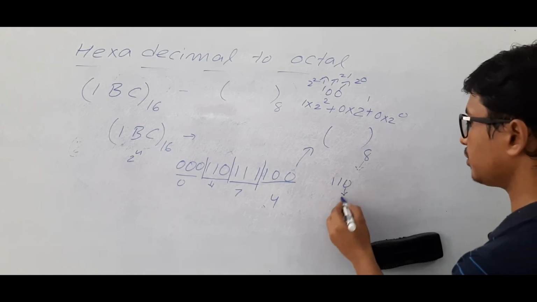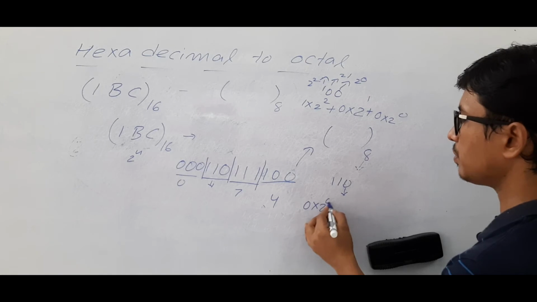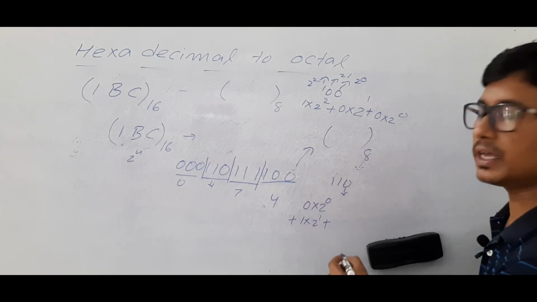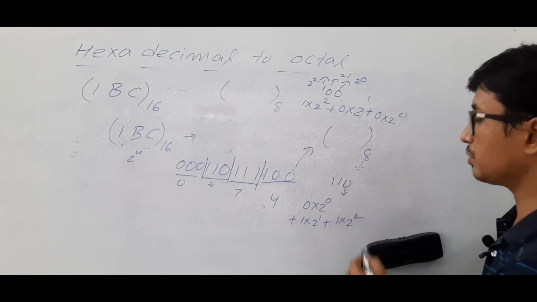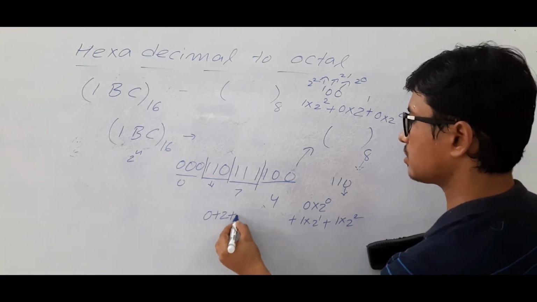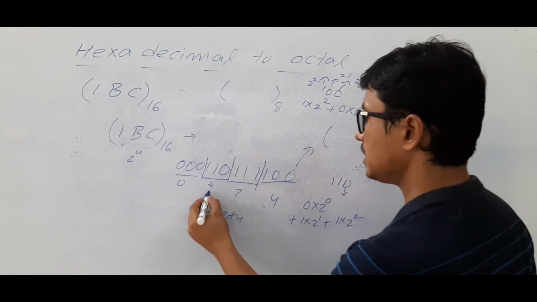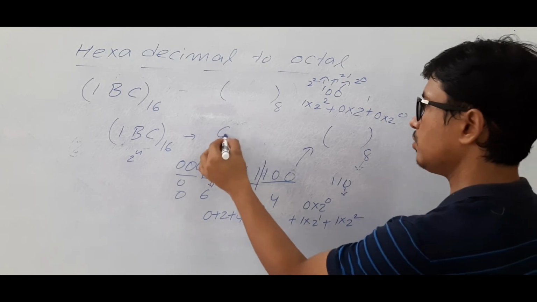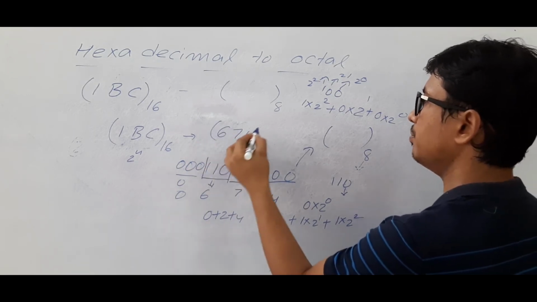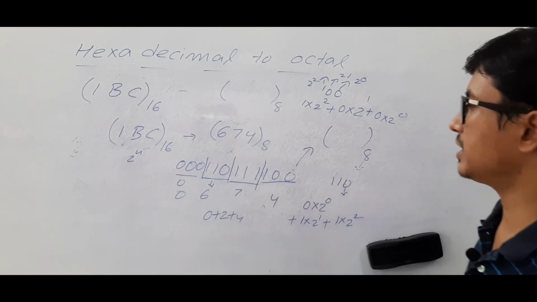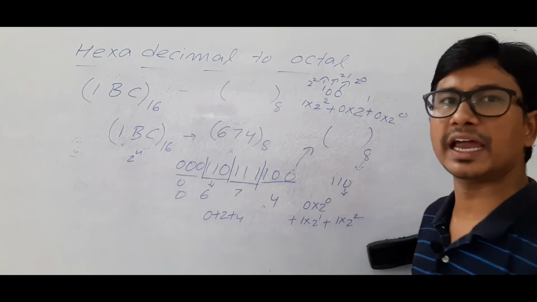If you want to verify, you can verify. 0 into 2 power 0 plus 1 into 2 power 1 plus 1 into 2 power 2. So you will get 0 plus 2 plus 4, which is equivalent to 6. This is 0 only. So it is equivalent to 674 base 8. Okay, 674 base 8. Then you can ask me, sir, why did you not add 0?